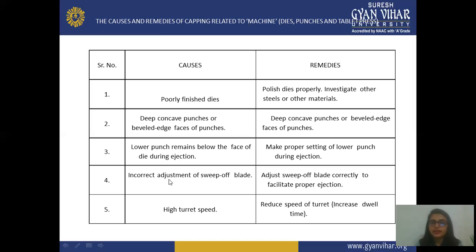And fourth is incorrect adjustment of the stripper blade. In this, adjust the stripper blade correctly to facilitate proper ejection. Next is high turret speed. In high turret speed, you can overcome this problem. You should maintain the speed or set the proper speed. In this, reduce the speed of the turret and increase the dwell time.